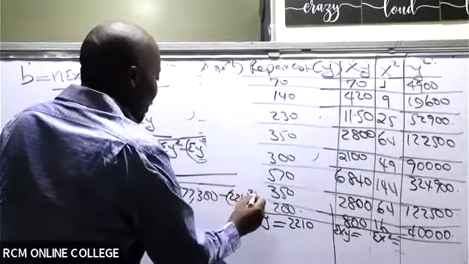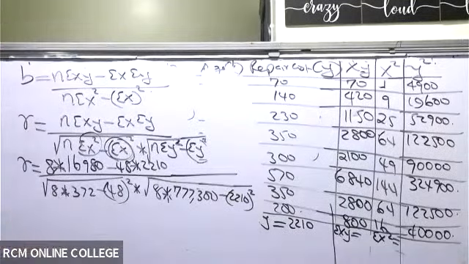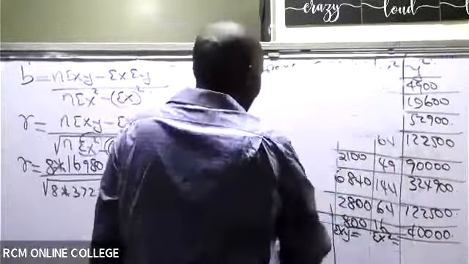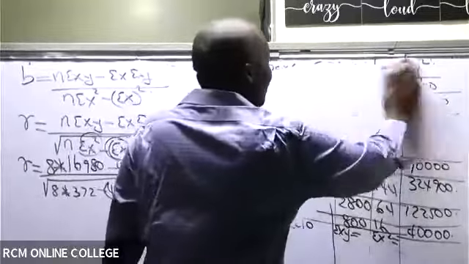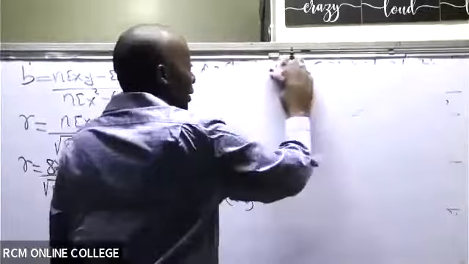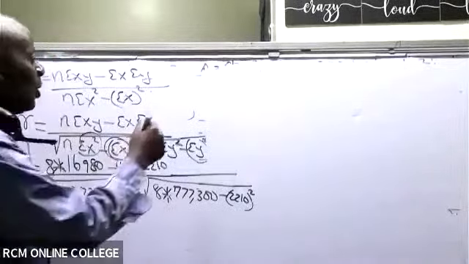Now you square this. It may look very big, but trust you me, it is very useless. It's a very simple thing. So then my R will be equal to what?